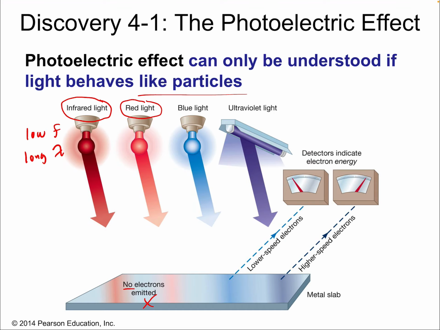Now, if light was behaving like a wave, then the wave should get absorbed by the metal, and the bigger the amplitude of the wave, or the more waves, then the metal will eventually become hot enough that it'll start to free electrons. But that never happens. So why is that? How could that possibly be the case?